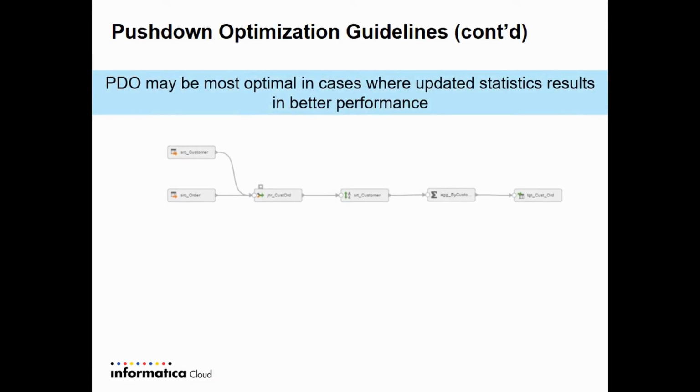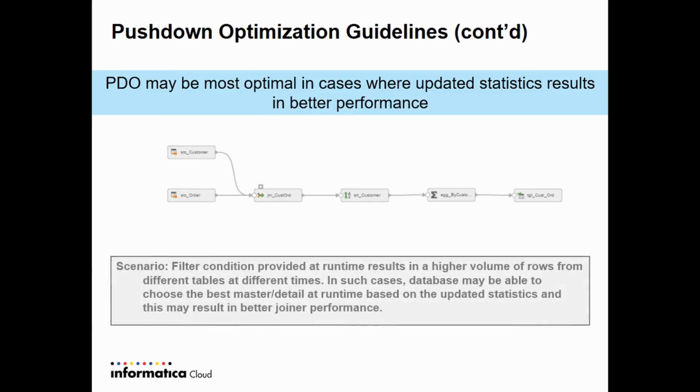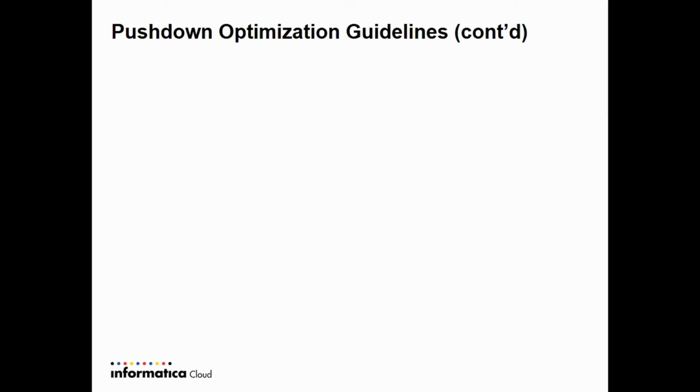PDO may be the most optimal in cases where updated statistics result in better performance. Let us consider a filter condition provided at runtime that results in a higher volume of rows from different tables at different times. In such cases, the database may be able to choose the best master detail combination at runtime based on the updated statistics, and this may result in better joiner performance.